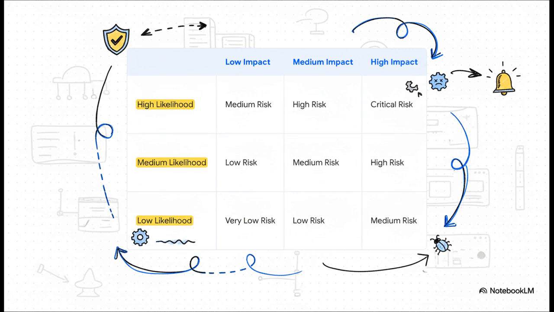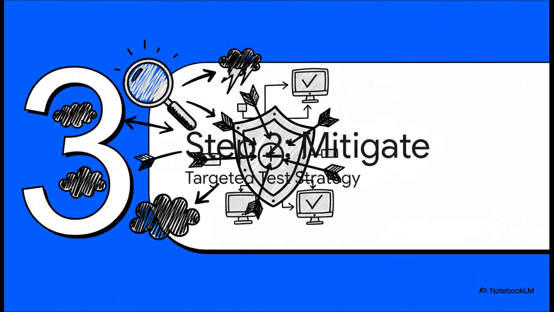See, you're plotting two things: how likely it is against how big the impact is. So a bug that happens all the time but is just a minor annoyance, that's maybe a medium risk. But a bug that's also super likely to happen and it could cause you to lose data or money, well, that's a critical risk. And bam, it shoots right to the top of your to-do list. Okay, so you've identified your risks, you've assessed them. Now what? Now we get to step 2, mitigation.